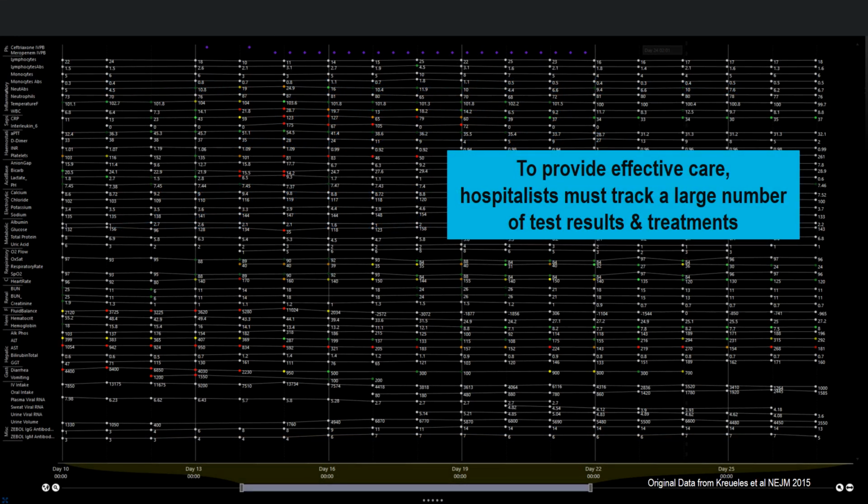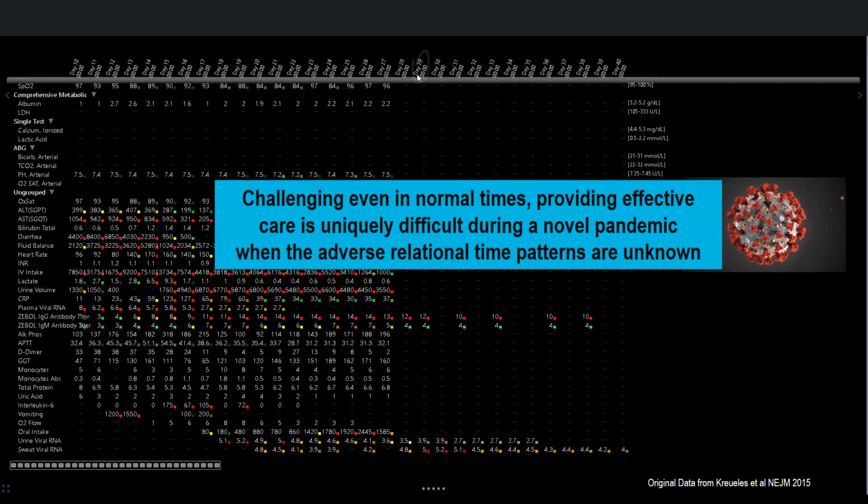To provide effective care, hospitalists must track a large number of test results and treatments. Challenging even in normal times, providing effective care is uniquely difficult during a novel pandemic when the adverse relational time patterns are unknown.